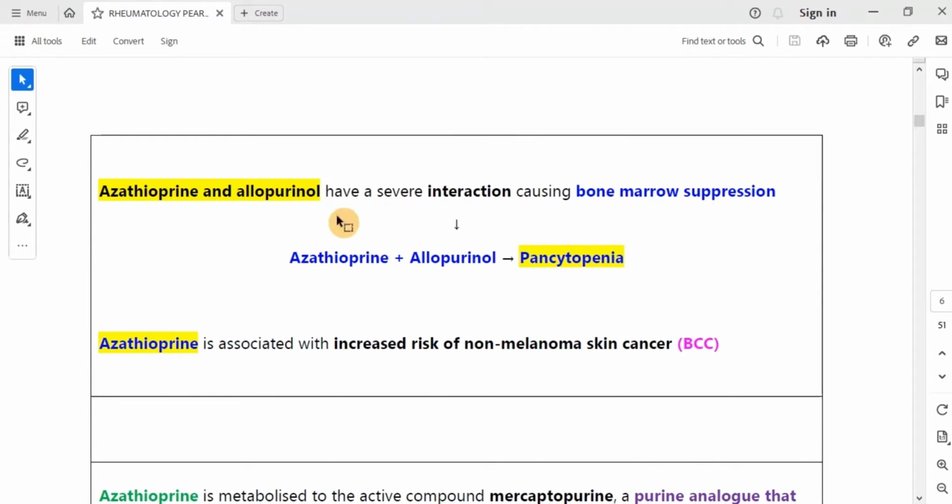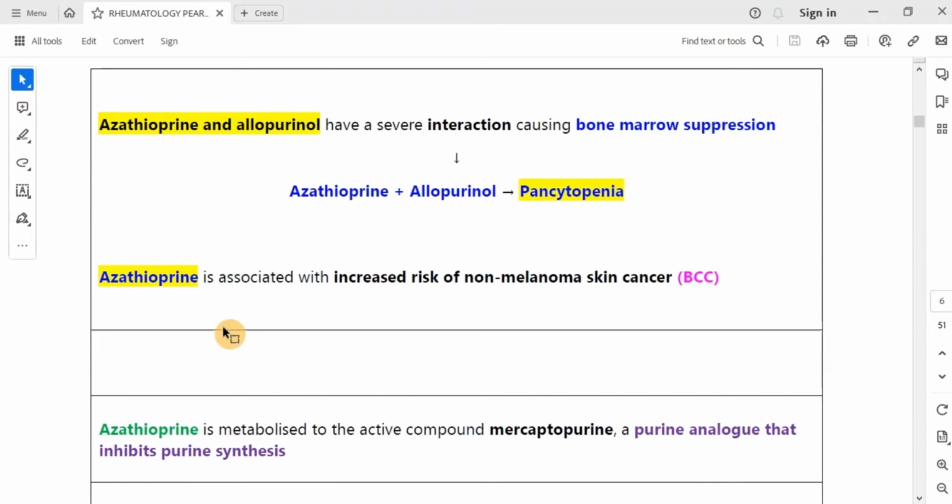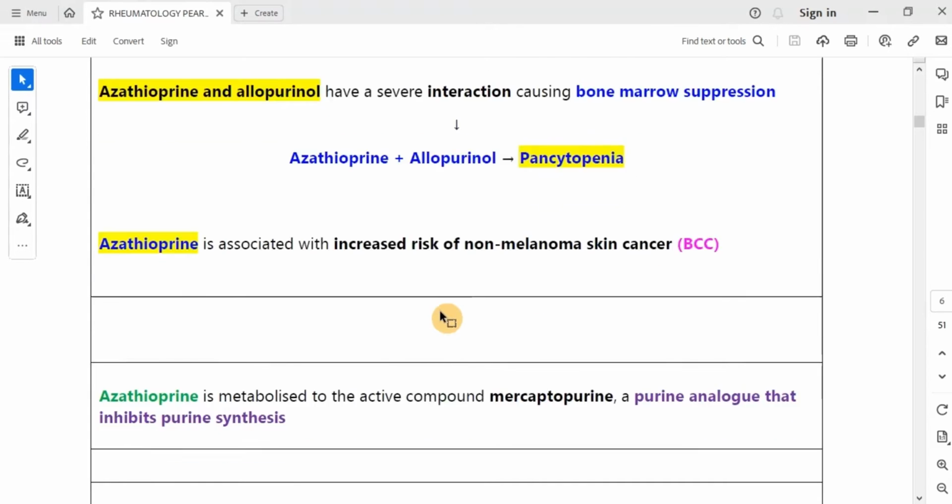Azathioprine and allopurinol have a severe interaction causing bone marrow suppression, and this will ultimately lead to pancytopenia. So concomitant administration of azathioprine plus allopurinol will lead to pancytopenia. Azathioprine is associated with an increased risk of non-melanoma skin cancer. And among the skin cancers, basal cell carcinoma is the most common.